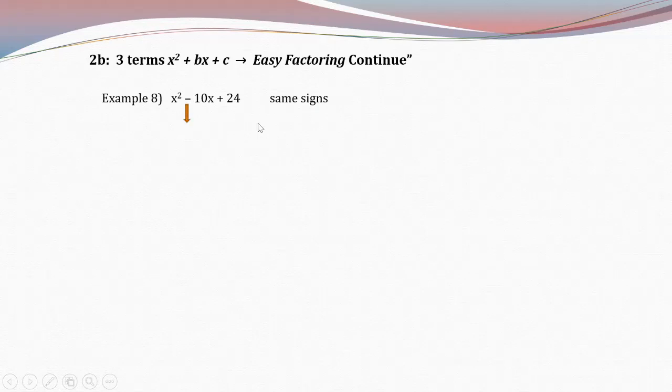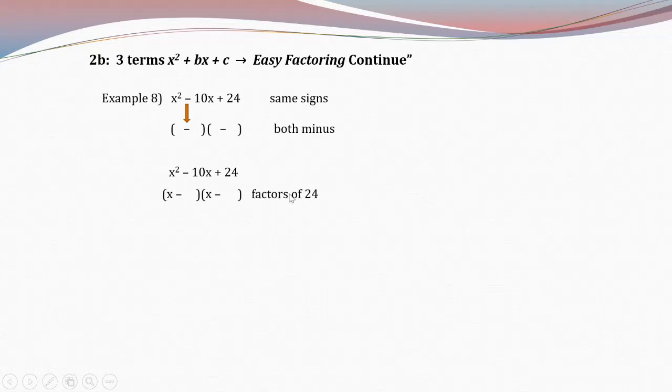Same signs. So this sign comes down, so we know they're both going to be negative. Why? Because a minus times a minus will give you a positive. So here is where we're going to learn how to factor. We're going to get the factors of 24.